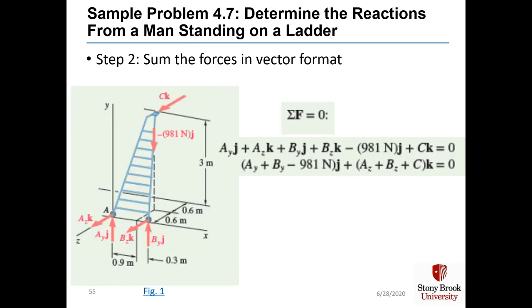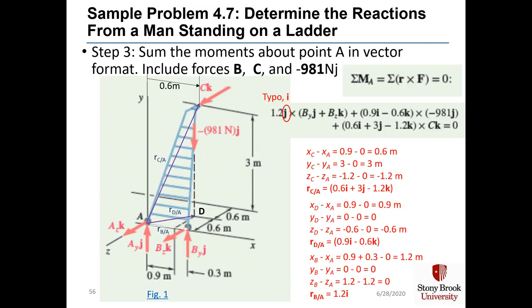Now we'll sum our forces in 3D vector format. The force at point A has components AY j and AZ k. The force at B has components BY j plus BZ k. We have a minus 981 newtons in j for the weight of the man and the ladder, plus force C acting in the k direction, and all those forces equal zero. In the second line, we group the forces as multipliers of j and k. There are no forces in the i direction.